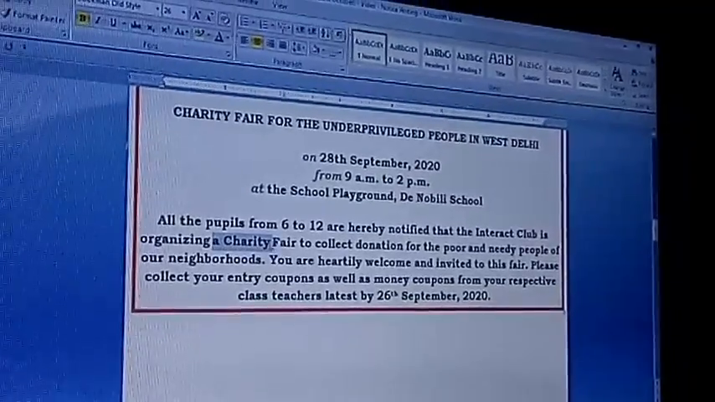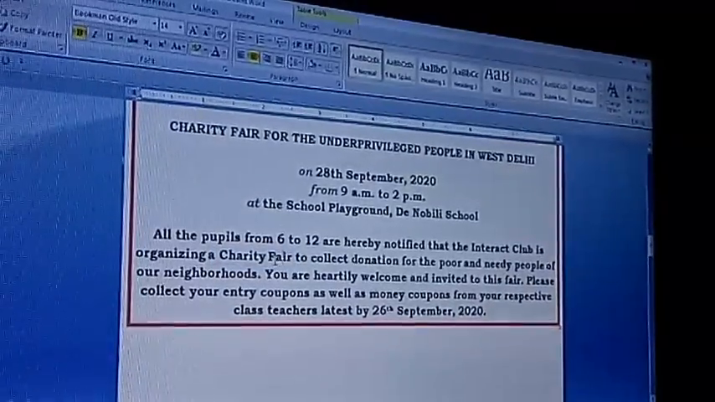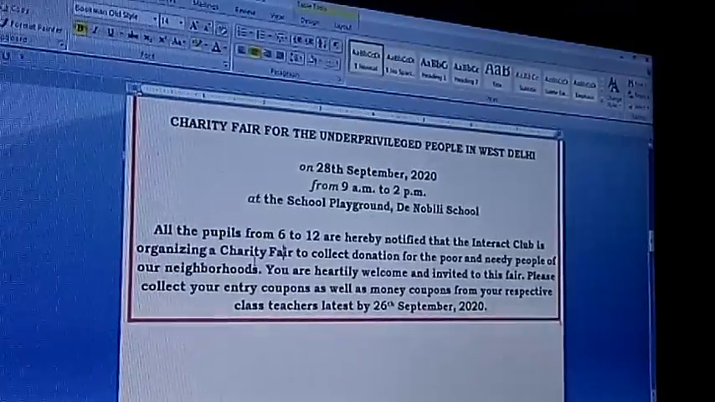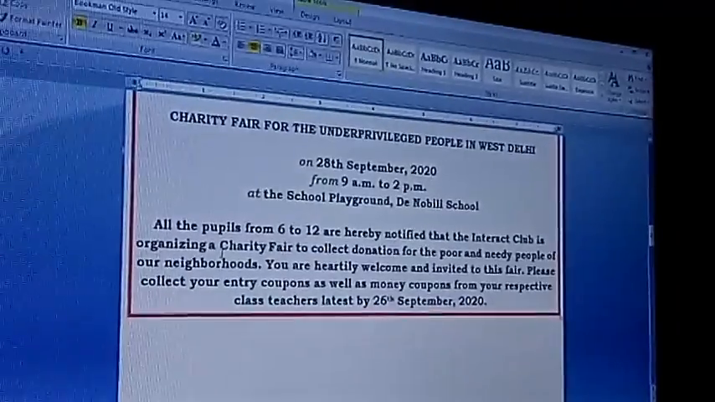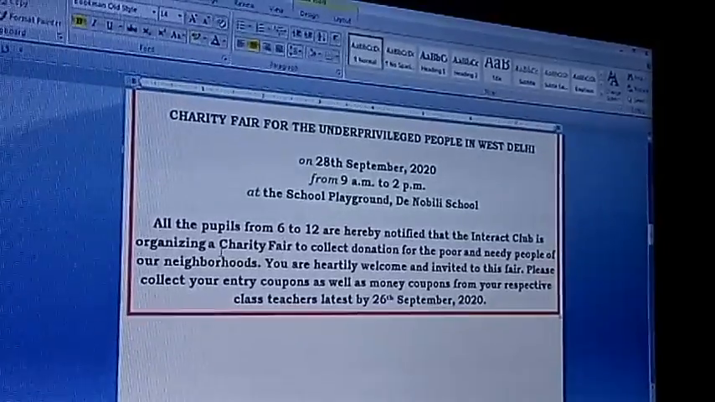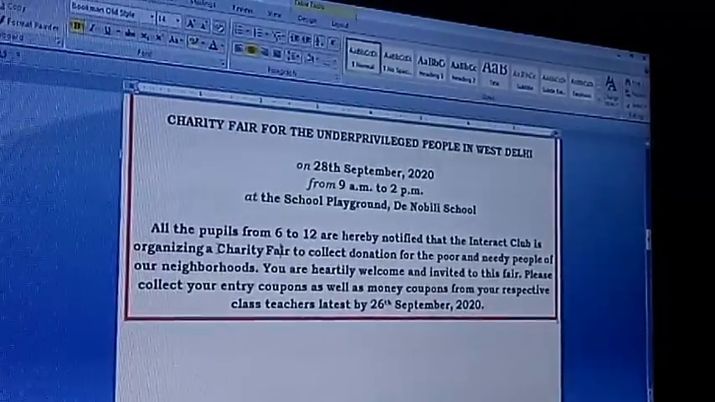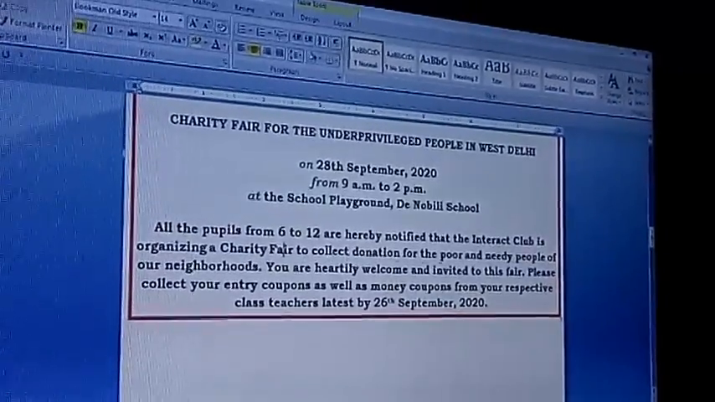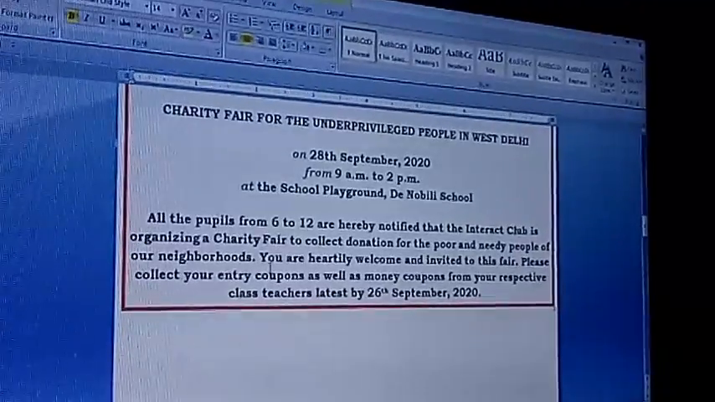Charity fair, point to be noted. Charity Fair, C capital, F capital. Children, please note this. You people don't write this way. Charity Fair, that is the event, so that event has to be highlighted and properly written. Charity Fair to collect donations for the poor and needy people of our neighborhoods.